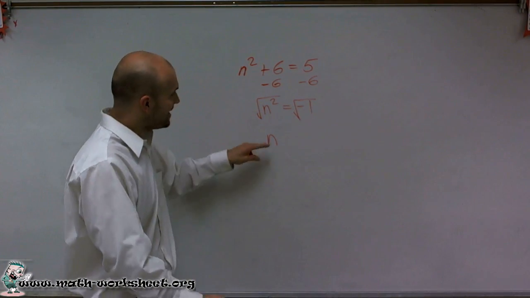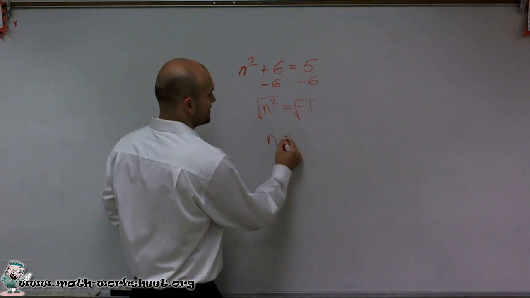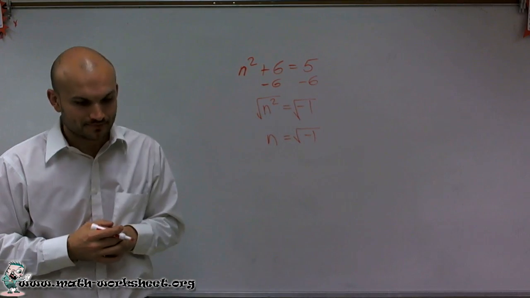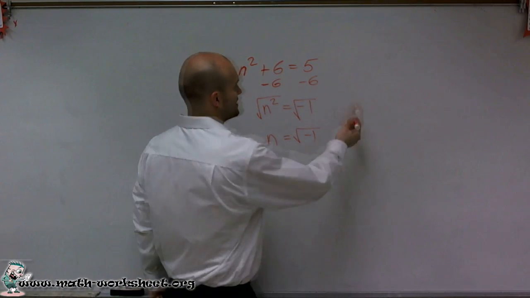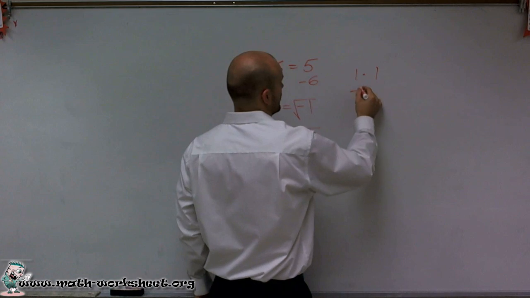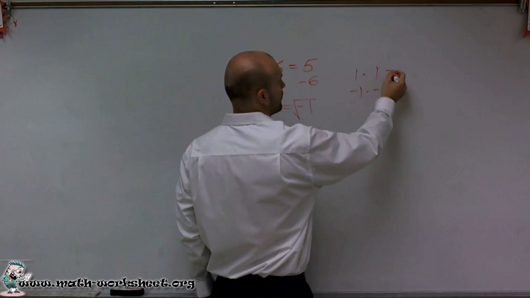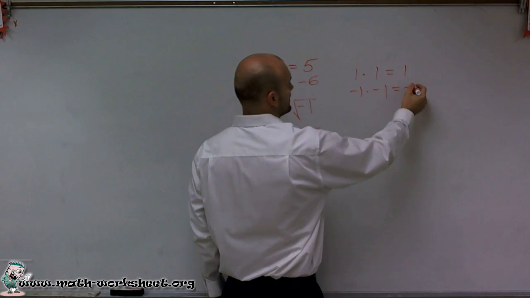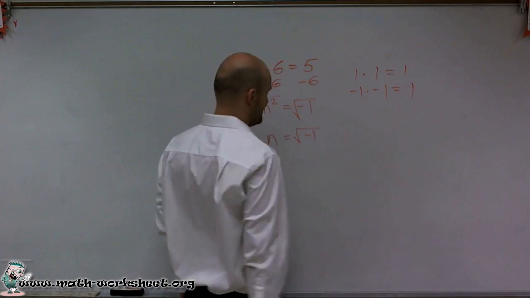Perfect. Now that I have n by itself, I need to figure out what number multiplied by itself gives me -1. So what I'm going to look at is, let's say we could have 1 times 1, or -1 times -1. Well, 1 times 1 equals 1, and -1 times -1 also equals 1.